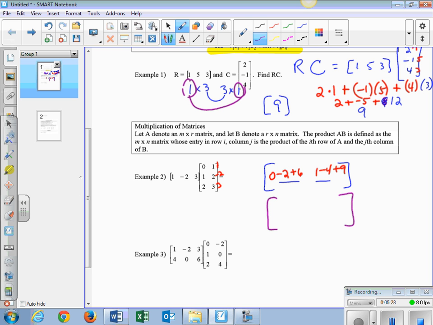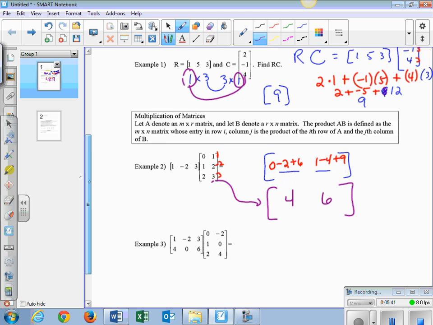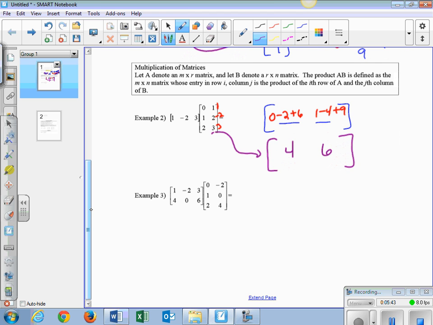So I can do this mentally. 6 minus 2 is a 4. 10 minus 4, I get a 6. If you want to go straight to that matrix, that's okay. So I just wanted to show my work since I'm doing a video here. Okay, let's do the next one, a little bit bigger. I have example 3, everybody with me?